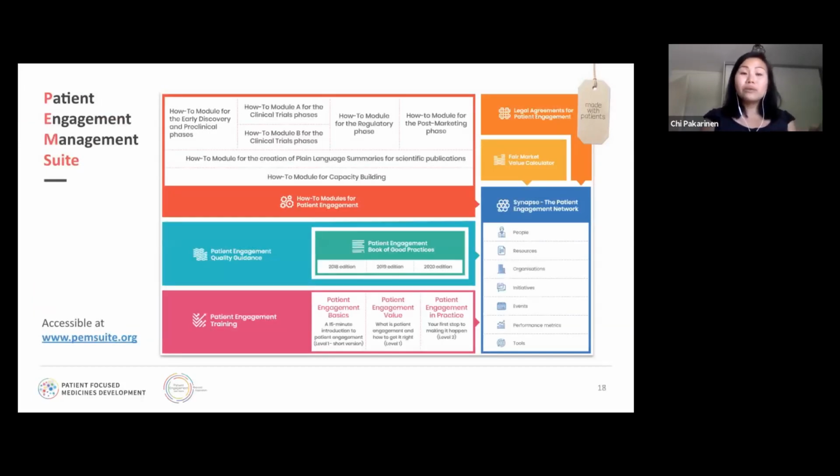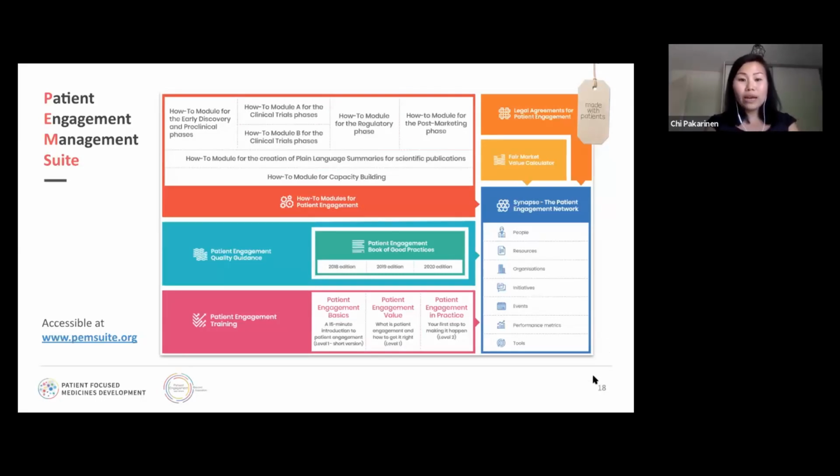Everything that we create will be disseminated or made available for you in a patient engagement management suite. It's called PEM Suite, and you will see here in the red zone all the how-to modules. So these will be ready in 2020, most of them at least. And further, you can look through the matrix there.